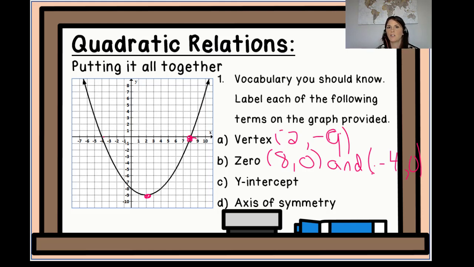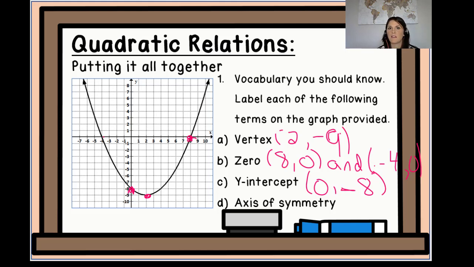Okay, the next thing we're going to look for is the y-intercept. So where does our parabola cross the y-axis? So if we look carefully at our graph, we can see that the parabola crosses the y-axis at 0, -8. So our y-intercept is at 0, -8.